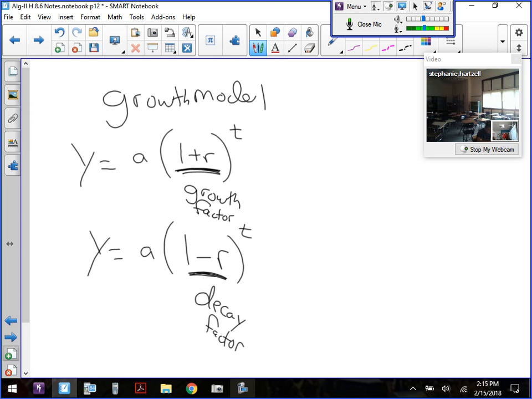I think the only other part here is we did a bunch of decay problems that had depreciation. You buy a car for $20,000, it depreciates at 12%. What's it worth after 7 years? That kind of thing.